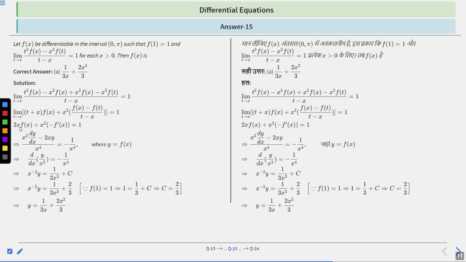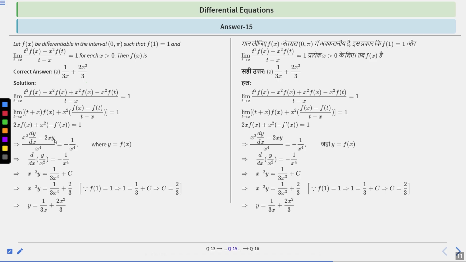Therefore, limit t tending to x, (t plus x) into f(x) plus x square into (f(x) minus f(t)) upon (t minus x) is equal to 1. Therefore, if we put t tending to x, we got 2x into f(x) plus x square into minus of f dash x is equal to 1.